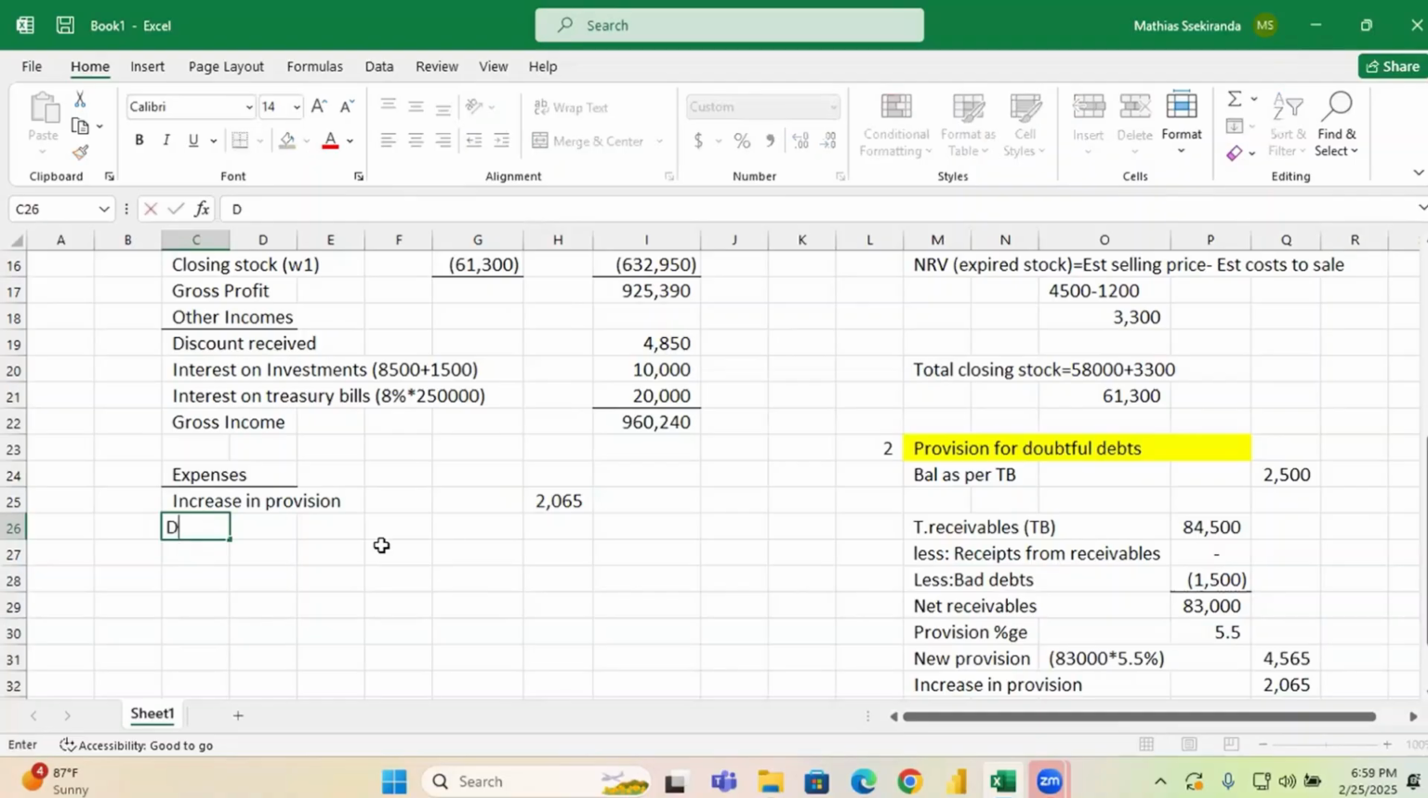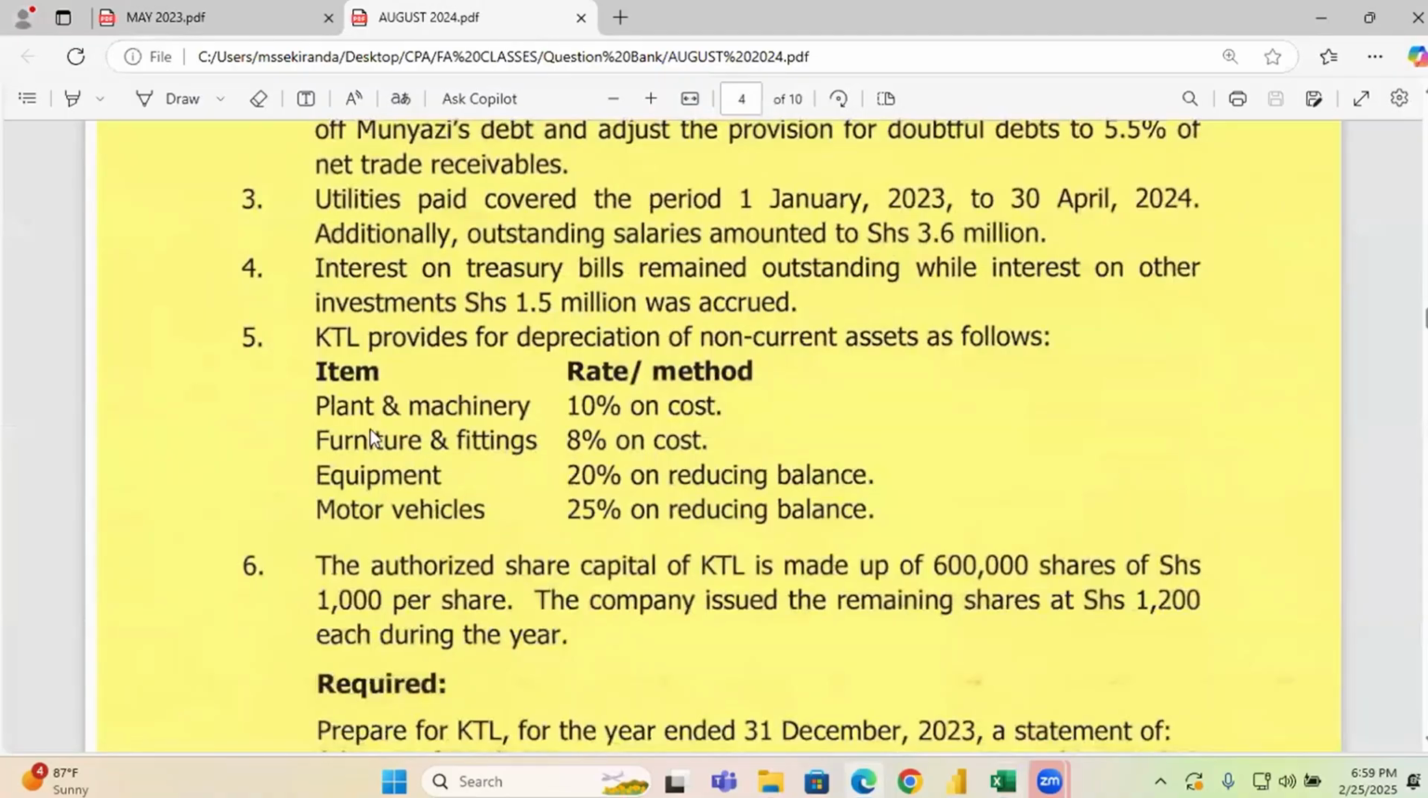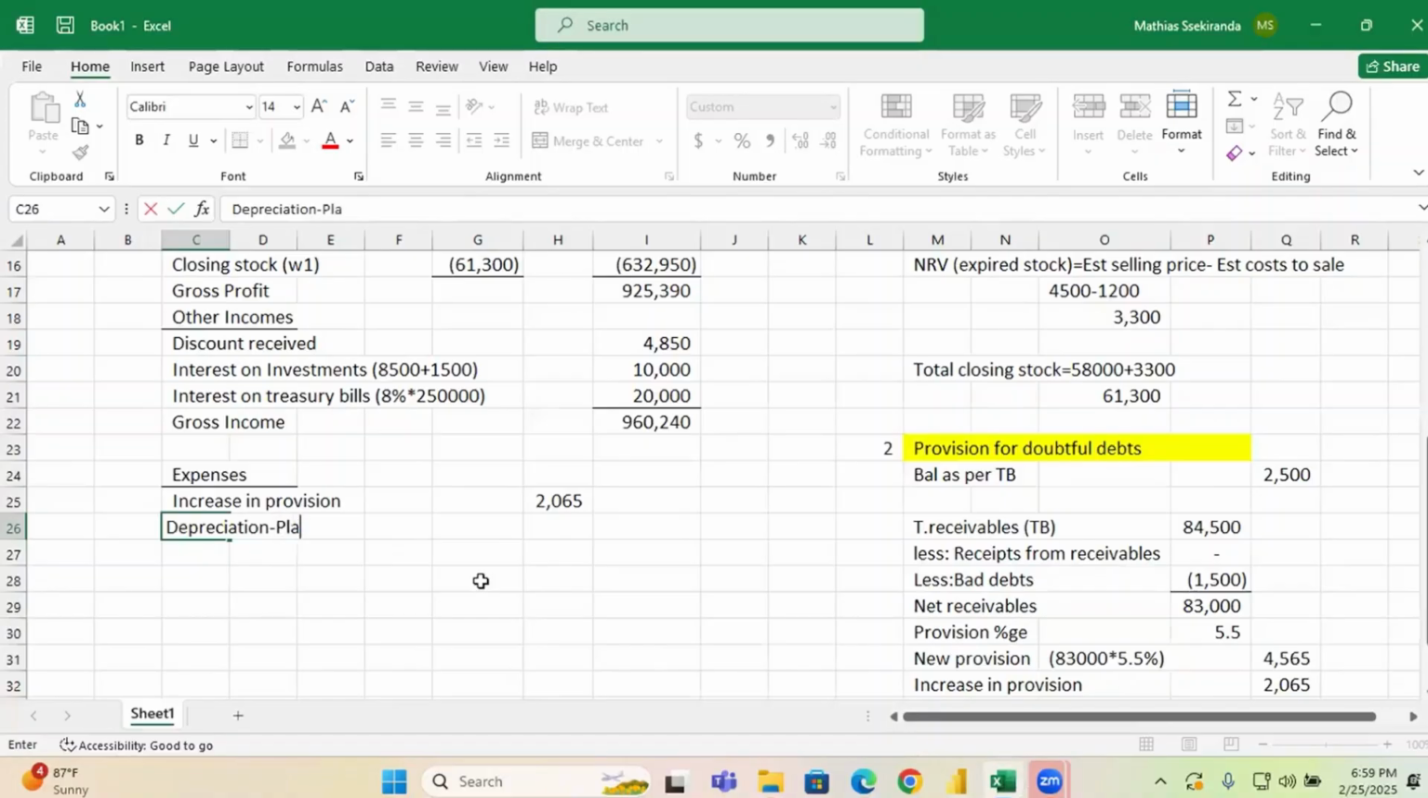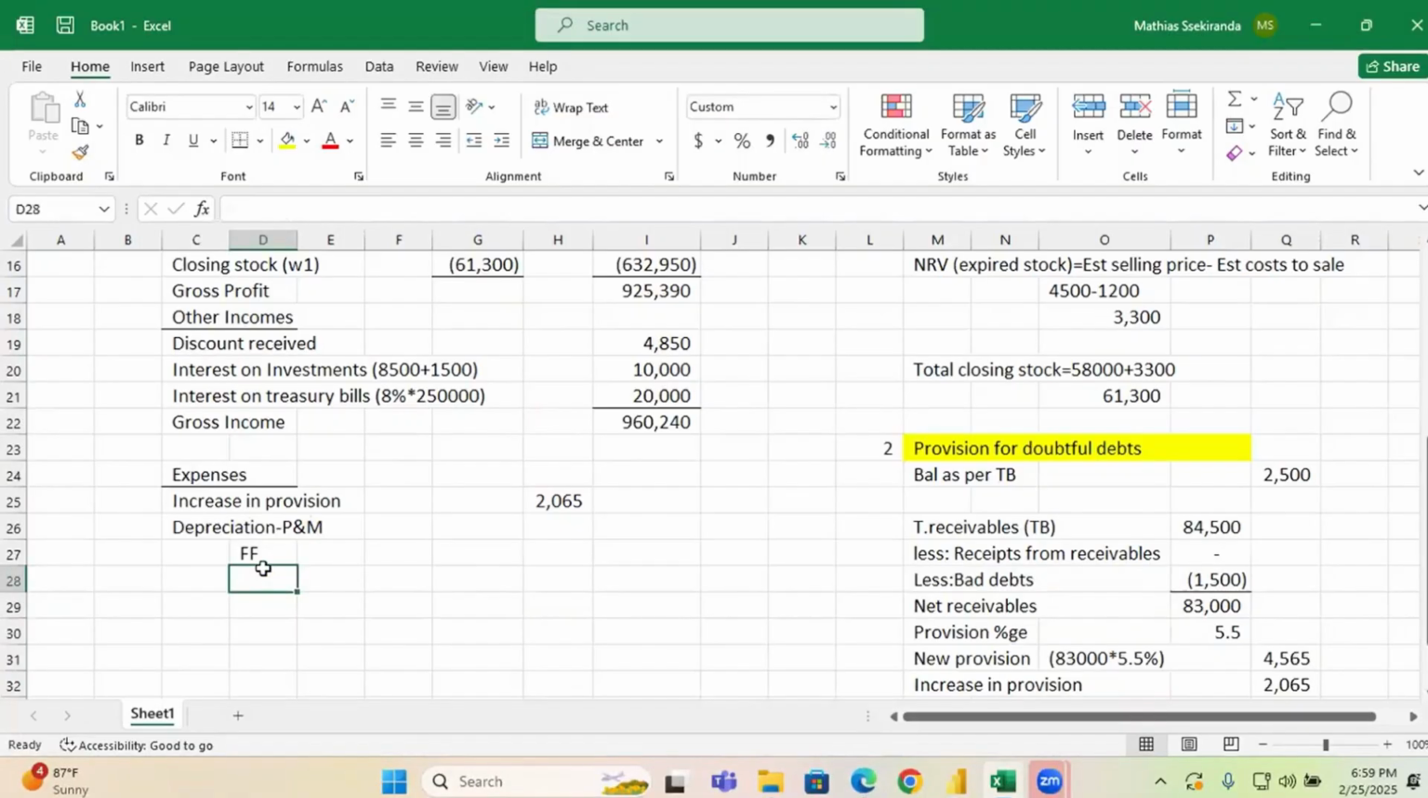And as I told you before, I like beginning with depreciation a lot because most students tend to forget to compute depreciation. So I'll just list the assets the examiner gave me: plant and machinery, furniture and fittings, equipment and motor vehicles. Please, in exams, don't abbreviate, okay?